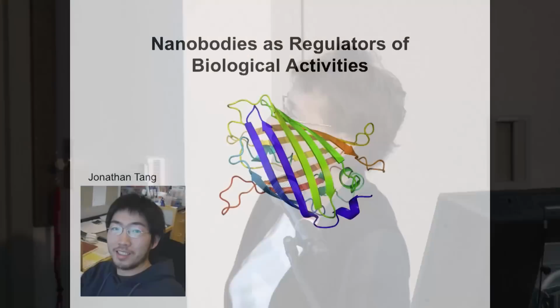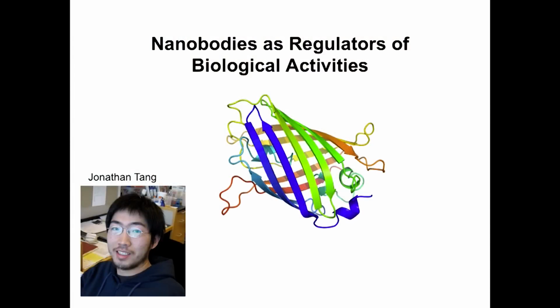I'll tell you what nanobodies are in a moment if you don't actually know, but I'd just like to acknowledge Jonathan Tang. Jonathan was a graduate student in the lab, and then he stayed on for a year as a postdoc. And really, all of these great ideas that are behind what I'm about to tell you, and the majority of the work, were done by Jonathan. So this picture here is a structure of GFP, which is sort of the star of the show for the first part of the talk.